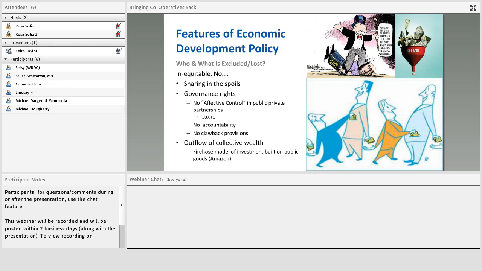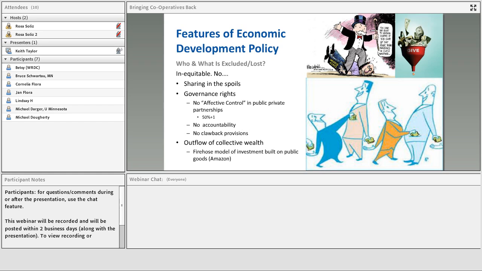Now, these features of economic development policy, let's just go over this briefly. Who is excluded and what is lost? The way that we operate right now is the system is relatively inequitable. Whenever we give a large subsidy, there's no sharing in the spoils. So if these companies make large profits, that's great for them. But there's no guarantee that those profits are going to spill over into the community.